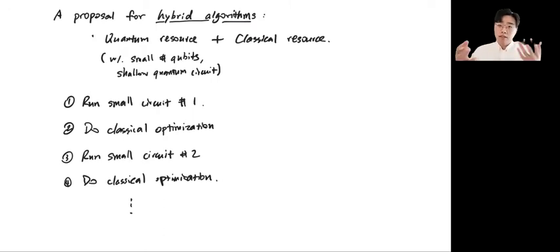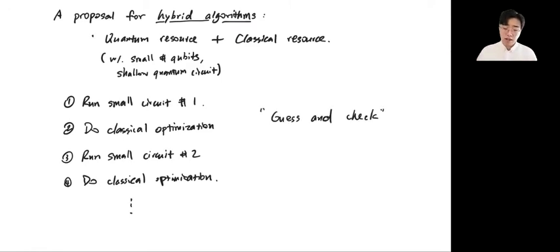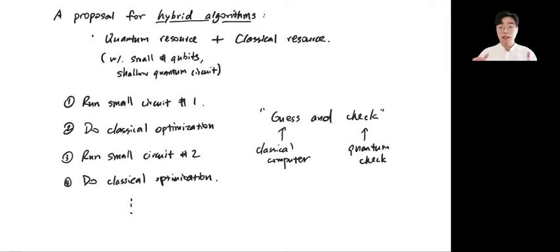The high-level idea can be summarized as this guess and check methodology, where a classical computer takes a guess of some parameters, and the quantum computer will check if the guess is indeed a good one. And hopefully the quantum computer will also inform the classical computer what a better guess would look like.